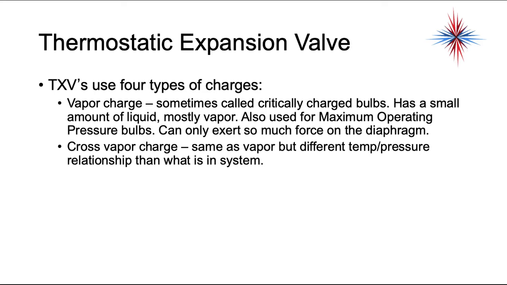The vapor charge is sometimes called a critically charged bulb. It has a small amount of liquid, mostly vapor. It's used for maximum operating pressure bulbs. You'll see these as MOP bulbs. It can only exert so much force on the diaphragm. In other words, once it's all expanded, it can't push the diaphragm open more than it can expand. Cross vapor charge is the same as vapor, but with a different temperature-pressure relationship than what's in the system.